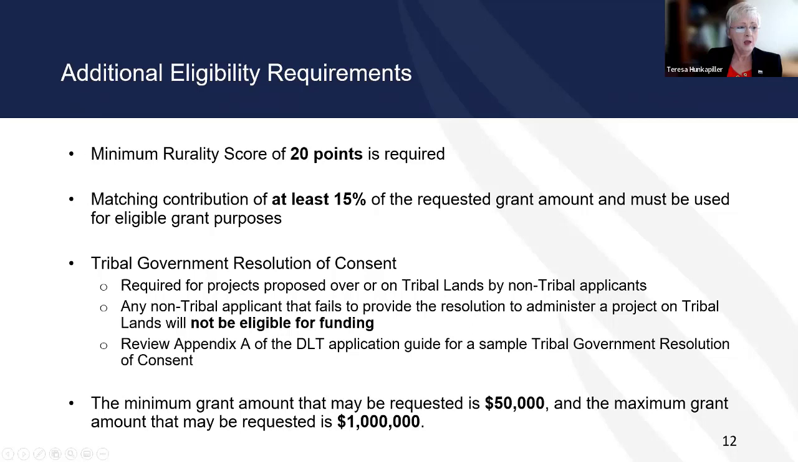The traditional and continuing eligibility requirements is a minimum merit score of 20 points. This we will cover a little bit more in merit. The matching contribution must be at least 15%. Again, this will get discussed a little further.